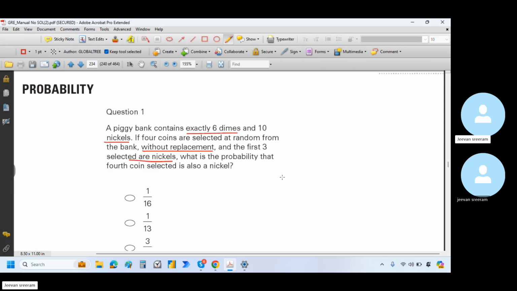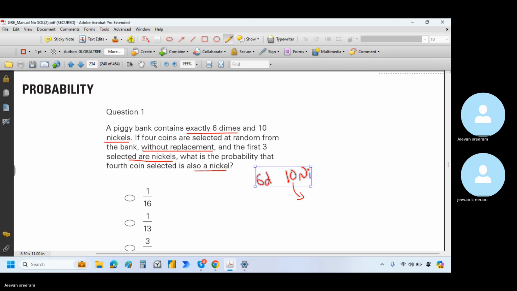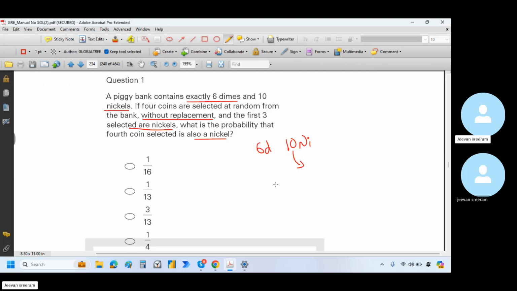So 6 dimes and we have 10 nickels. What's the probability the fourth coin selected is also a nickel? The selected first coin, it was confirmed that it was a nickel, meaning it must have come from here. So it has already happened. First 3 selected are nickels. It already happened.